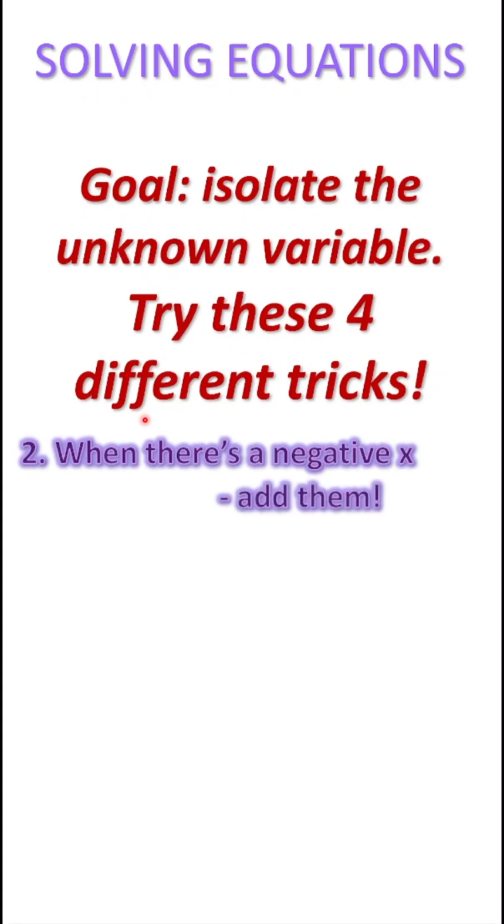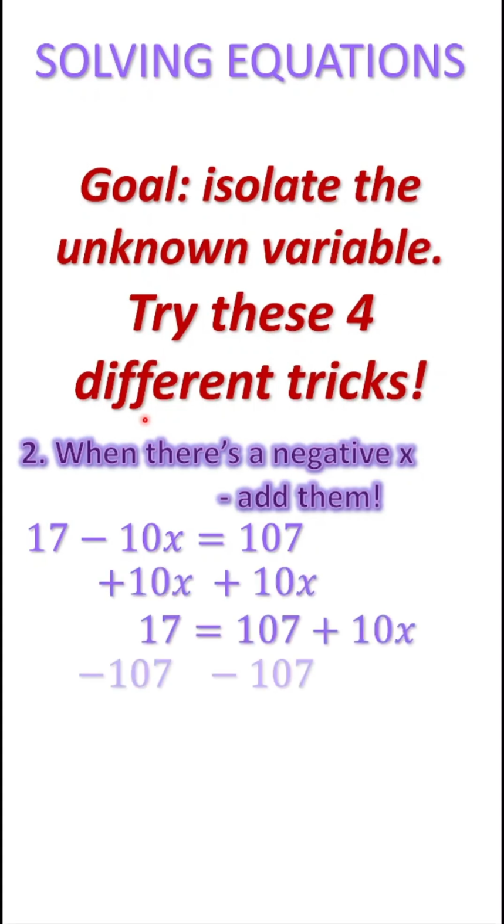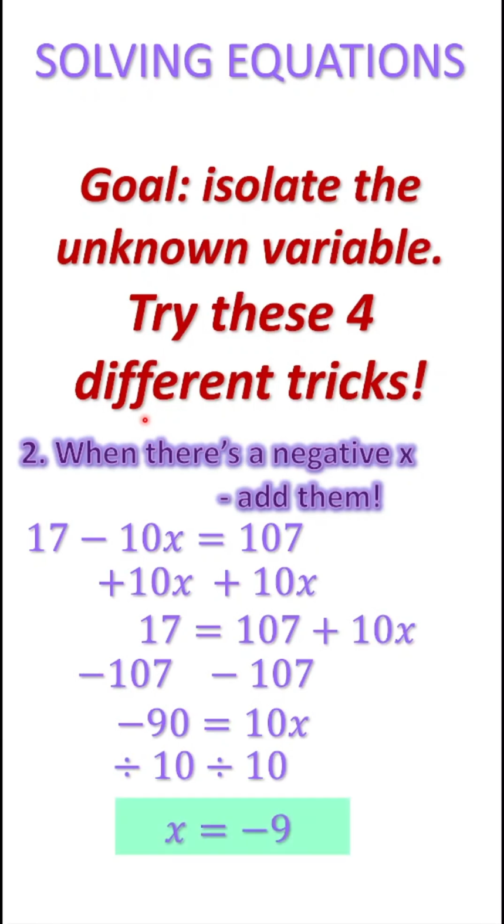What about when you have negative x's to start off? I like to move them over to the other side to make them positive as soon as possible, which is just personal preference, but I think it makes things smoother. So we do that and we subtract the 107 that we started with on the right hand side, divide by 10, and we're going to get our solution of minus 9.